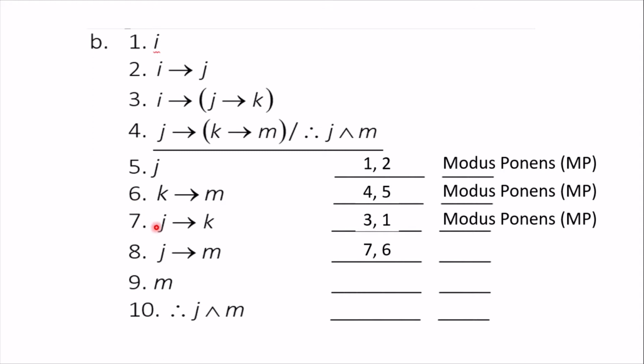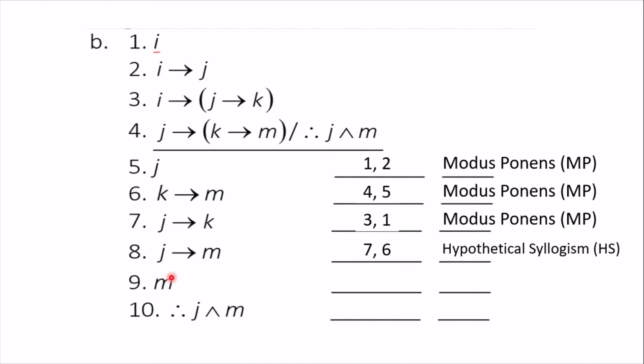Ano yung rule natin dyan? We have hypothetical syllogism. Sir, bakit hindi pwedeng M implies J? Baka tatanungin ninyo. Hindi pwedeng maging antecedent yung M kasi nga nasa consequence siya. Ang antecedent dapat natin is J. So, that's why yung antecedent dito is J.